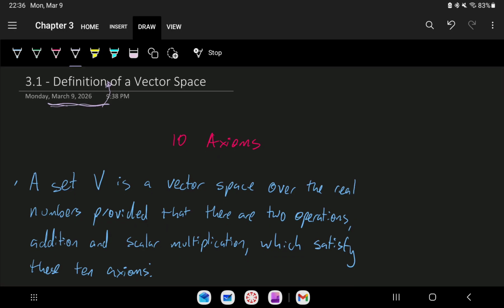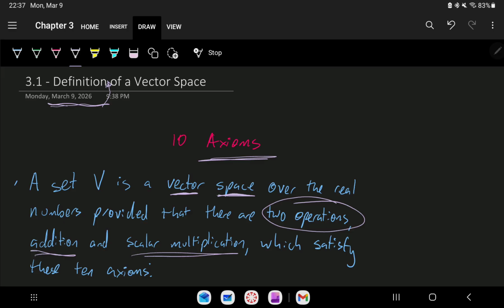The definition involves these 10 axioms, right? These 10 things that are regarded as being established, accepted, absolutely true. And these axioms are going to tell us whether some set is what we call a vector space, right? Basically, the two main things that we need to deal with are two operations. We're going to have addition, and we're going to have scalar multiplication.